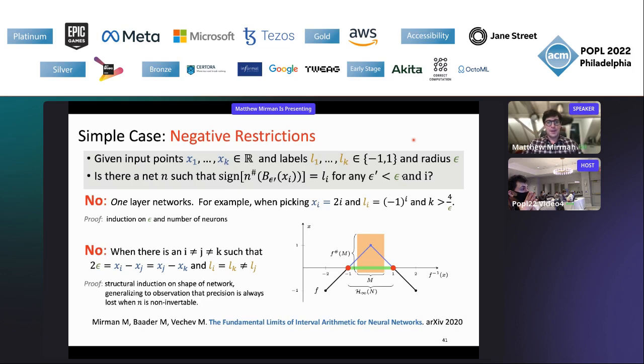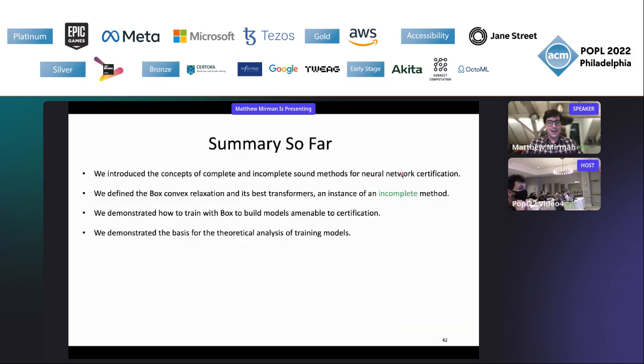The proof here is by structural induction on the shape of the network, generalizing to the observation that precision is always lost when the network needs to approximate or classify something not invertible. And both of these theorems are in the paper, The Fundamental Limits of Interval Arithmetic for a Neural Network, which we just released on arXiv and are submitting now. However, this story is not yet complete.